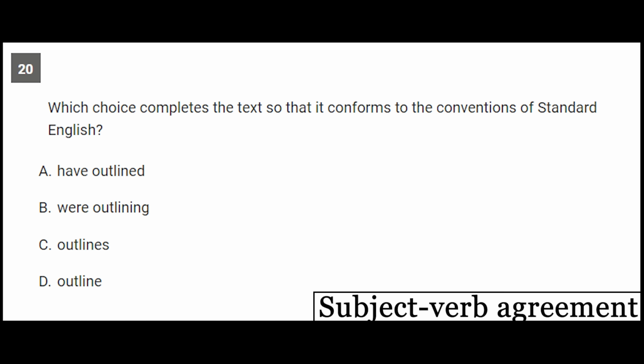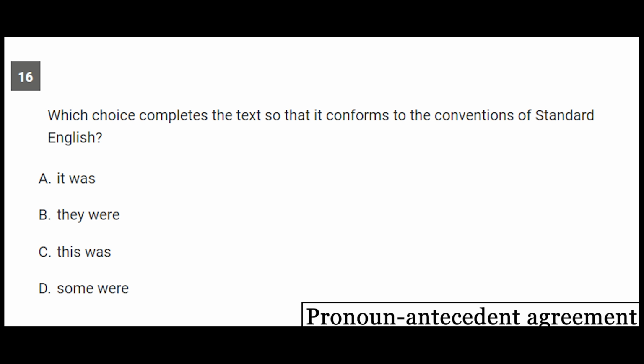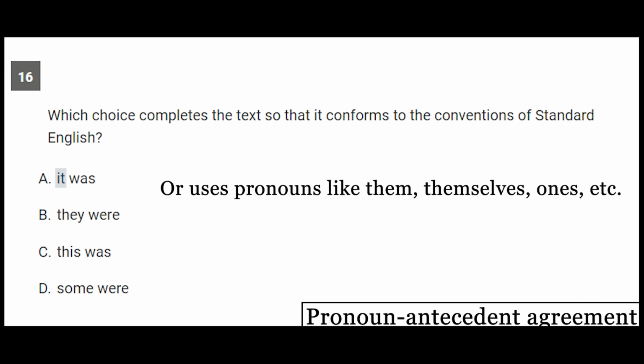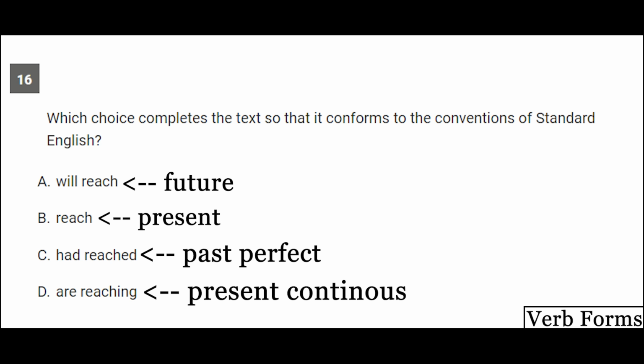You'll know it's subject-verb agreement if different answer choices contain singular and plural forms of the same verb. You will know it's pronoun-antecedent agreement when one answer choice uses a singular pronoun like "it," while another answer choice uses a plural pronoun like "they." You'll know it's testing verb forms if different answer choices use different verb tenses, like past, present, and future, and if some choices add or remove helping verbs.